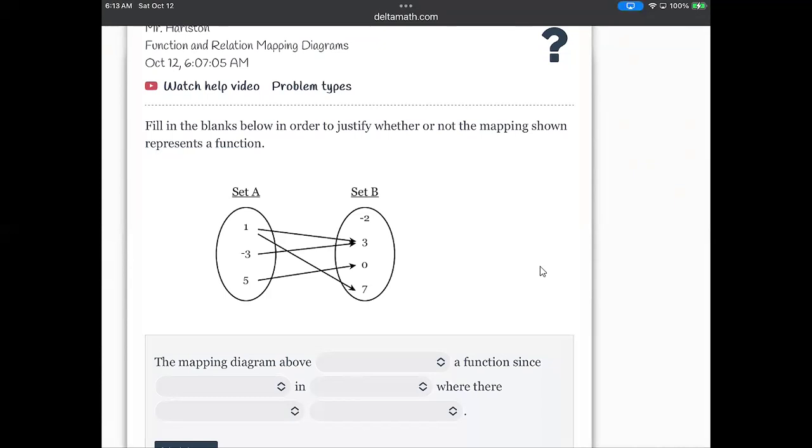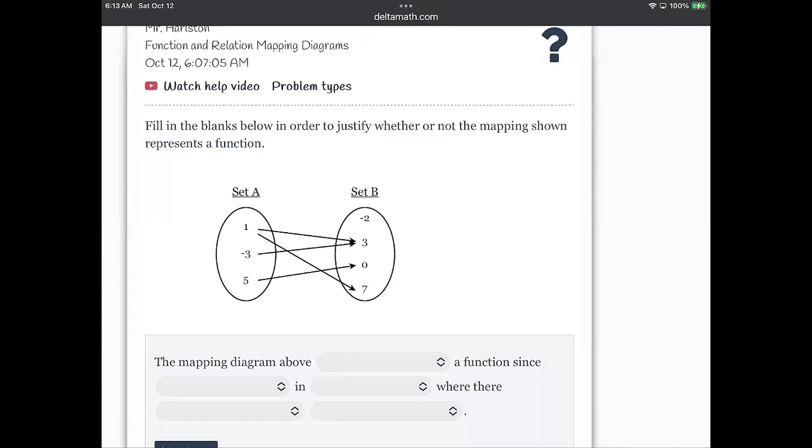I want to do a couple questions from the function, relation, and mapping diagram Delta Math assignment that I put together. Most of my students are good at determining when a mapping diagram is a function or not, but it's the other boxes that they kind of mess up on. So I'm going to start by showing you how to determine if something is a function or not. It's a pretty easy process once you've done it a couple times.